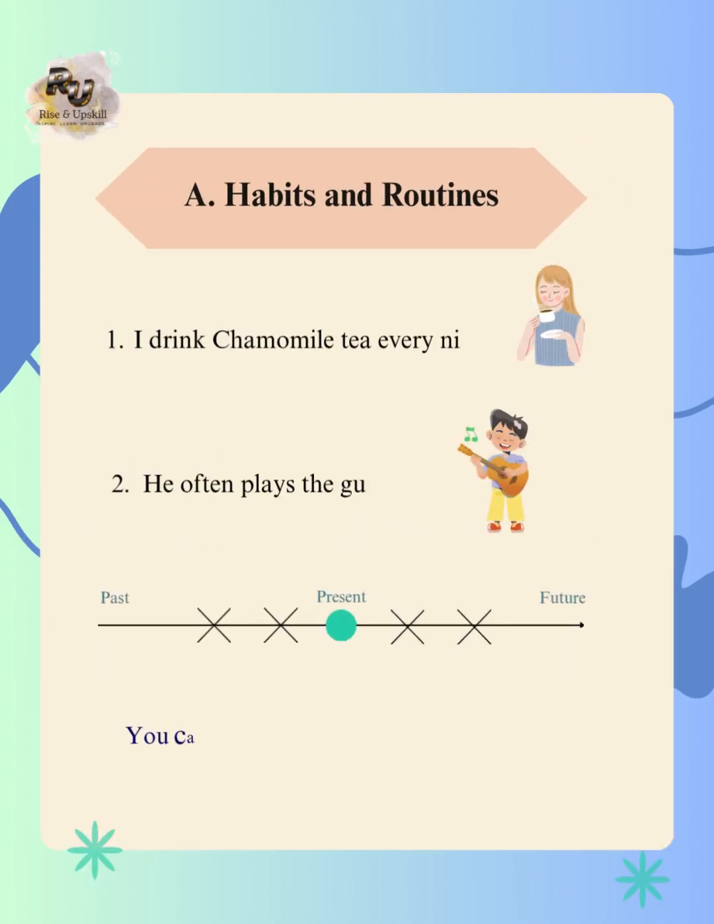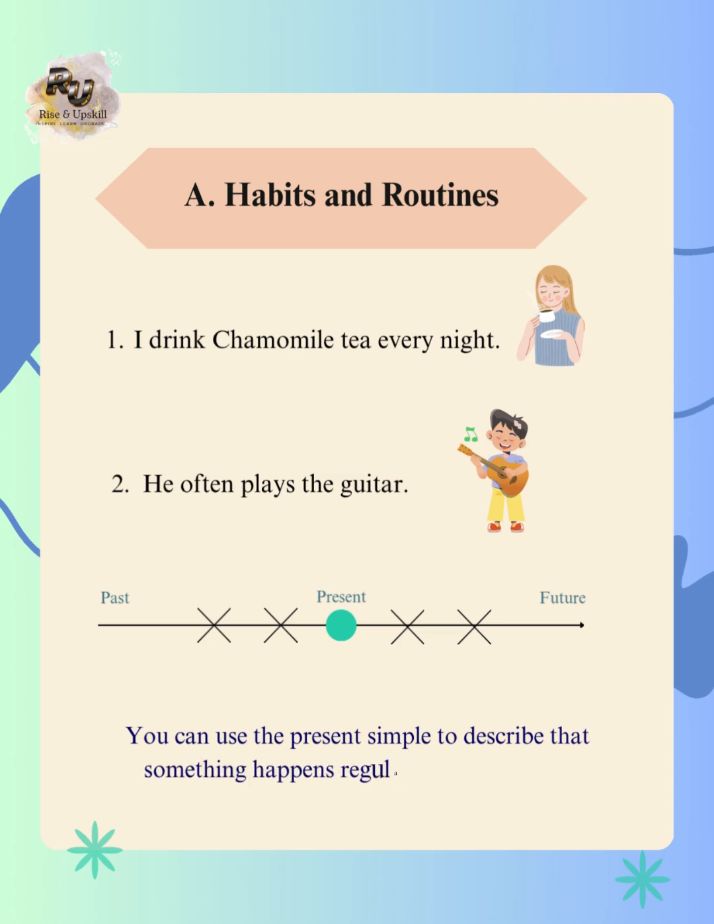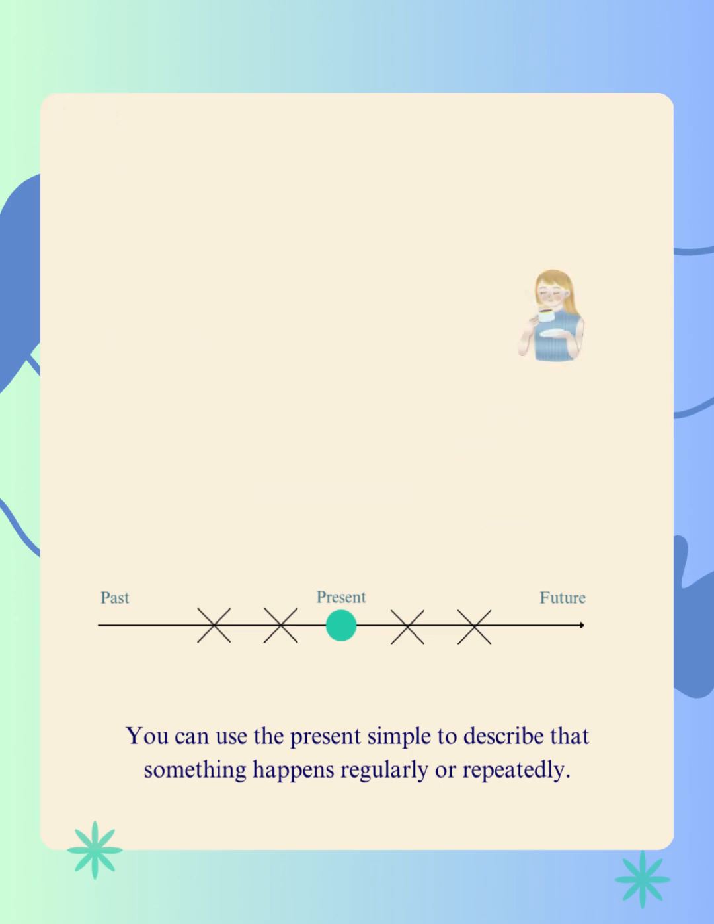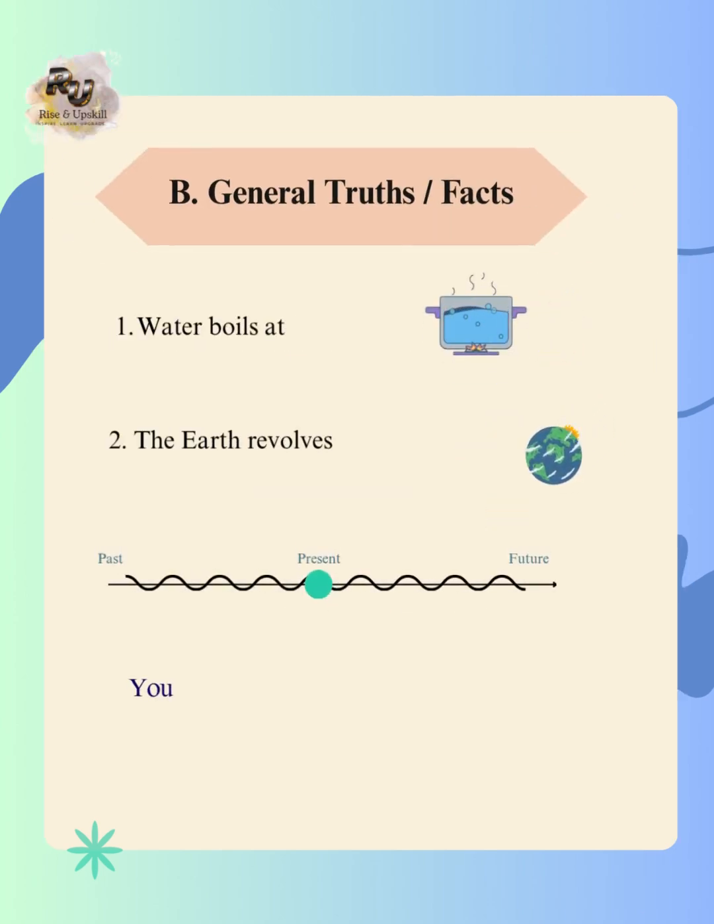Let's look at some examples of habits and routines. 1. I drink chamomile tea every night. 2. He often plays the guitar. Remember, we use the present simple tense to describe actions that happen regularly or repeatedly. On the timeline, you can see that the action occurs at regular intervals, represented by several cross marks along the line.